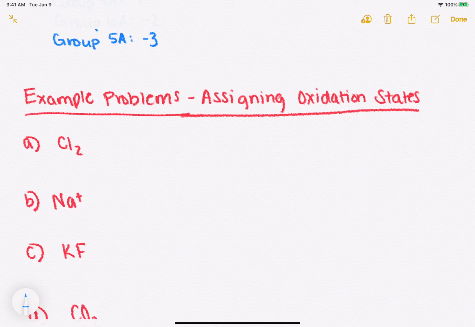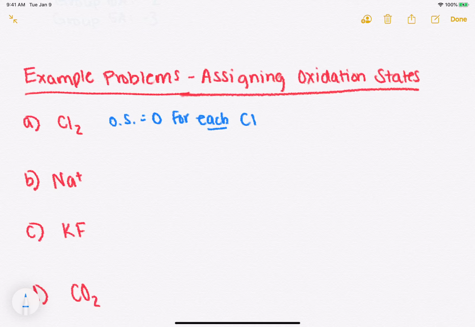So because that is a free element, each chlorine is going to have an oxidation state of 0. So oxidation state is going to equal 0 for each chlorine. The key here is that every atom has its own oxidation state. We're never going to have an oxidation state for an entire compound. You have to go atom by atom.